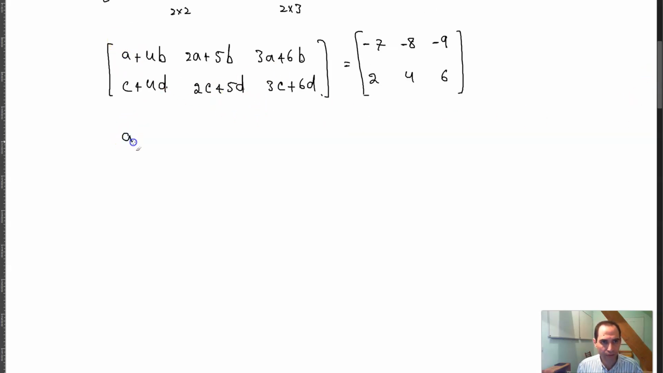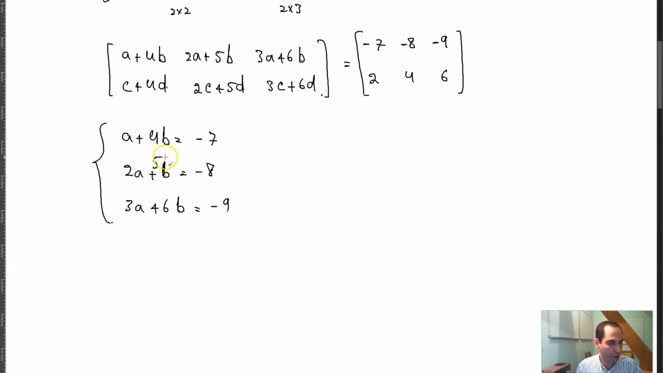Which means that A plus 4B is equal to negative 7, and 2A plus 5B is equal to negative 8, and 3A plus 6B is equal to negative 9. These are all the equations that you have that contain only A and B.